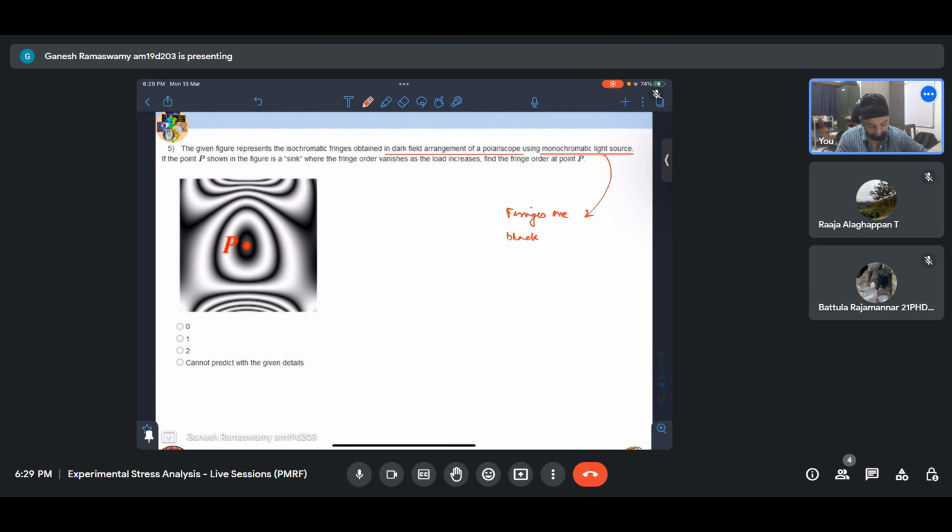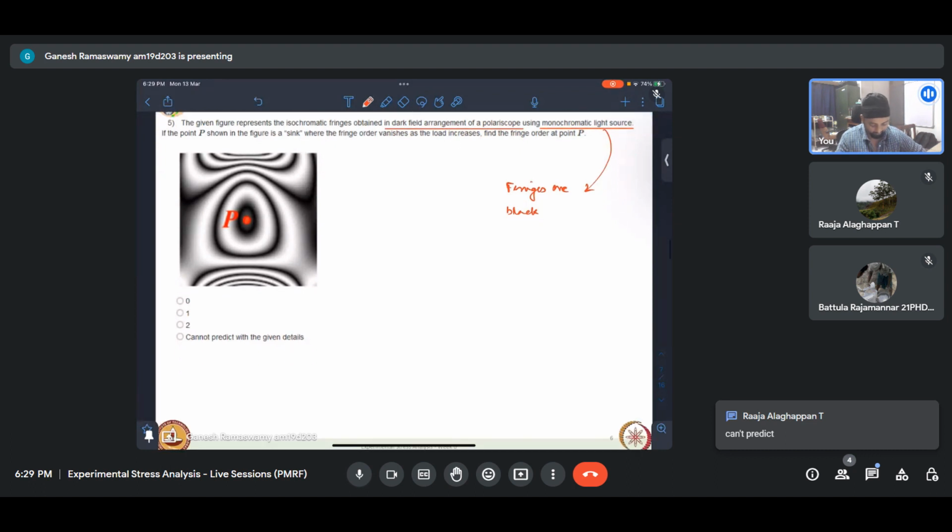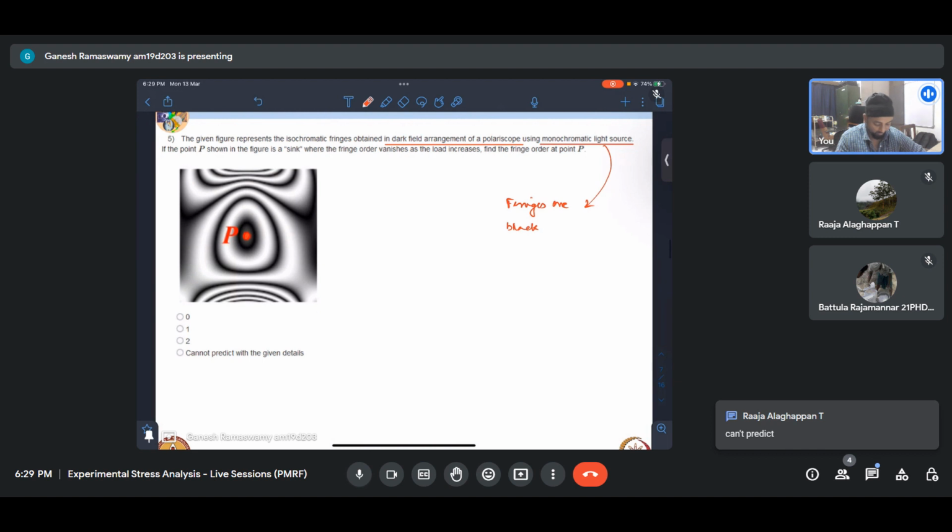If the point P, which is shown in the figure, is a sink where the fringe order vanishes as the load increases, find the fringe order at point P. Whether it is 0, 1, 2, or you cannot predict with the given information.